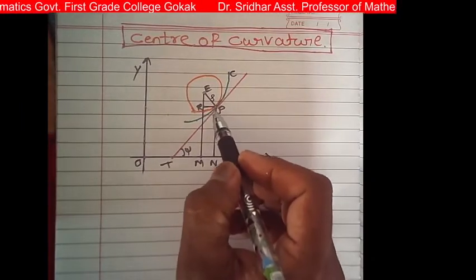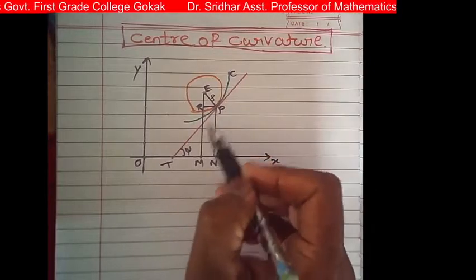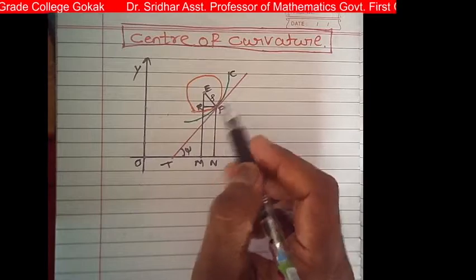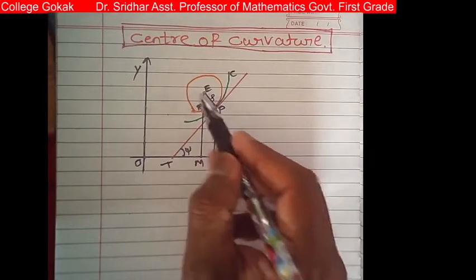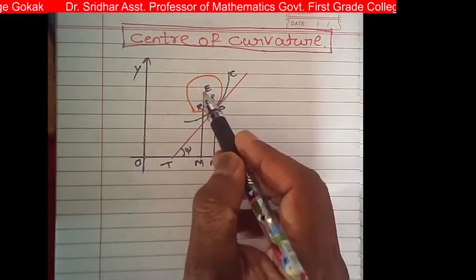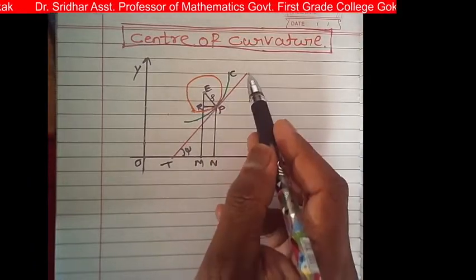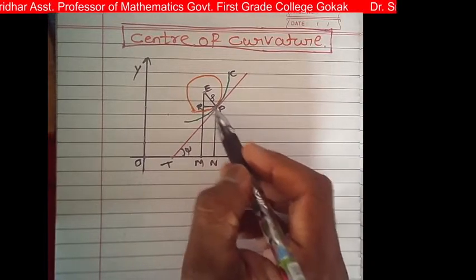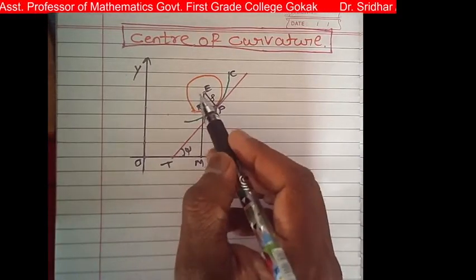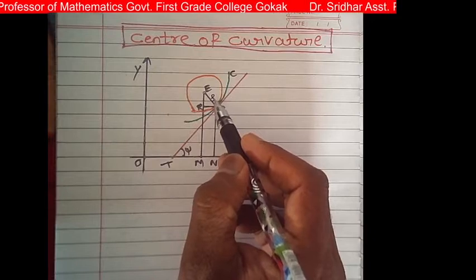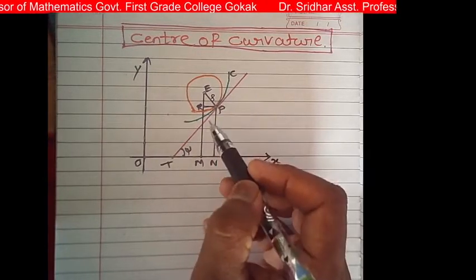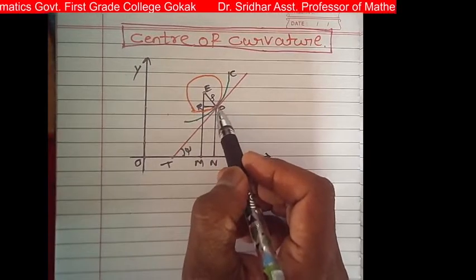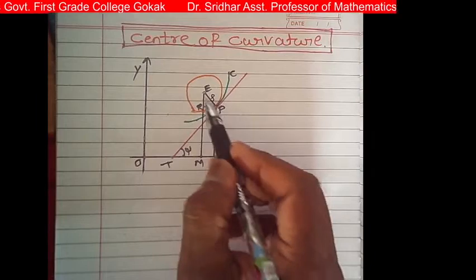Next, consider a normal. So what does normal line mean? Any line which is perpendicular to the tangent to the curve is known as a normal line. So this is a tangent, and this line PE is perpendicular to it. This PE is the normal to the curve, and its length is equal to the radius of curvature rho. So rho is the length of PE.